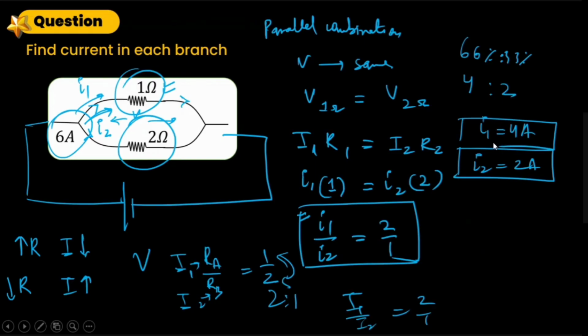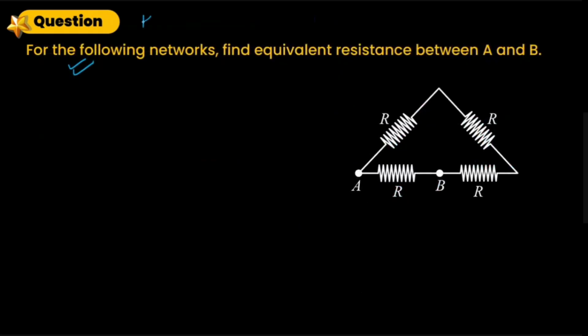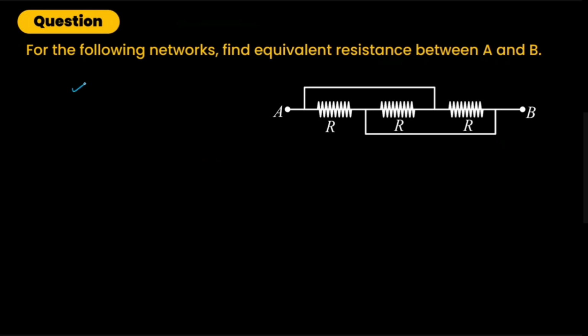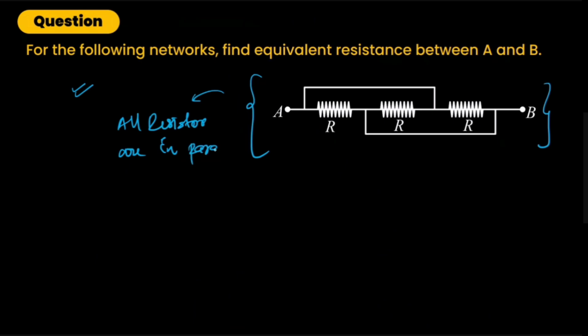So this is what we're supposed to learn here. Then again some questions, you can practice them. This is something I need to tell you. This is the special case of the combination which says all resistors are in parallel combination. Whenever you want to find the R net, it would be 1 by R1 plus 1 by R2 plus 1 by R and so on.